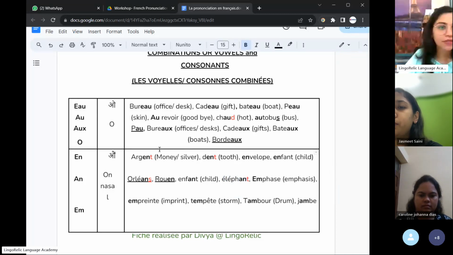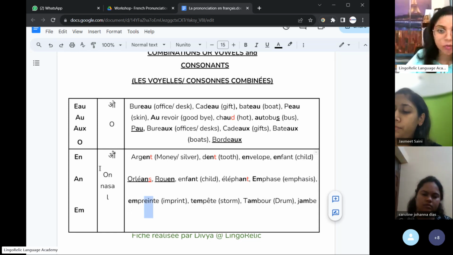Also notice everyone here, both times you have the same sound in elephant. Okay. Elephant, which is an elephant. And then emphase, which is an emphasis, laying emphasis on something. Then empreinte. EIN is the A sound. Empreinte, which is an imprint.